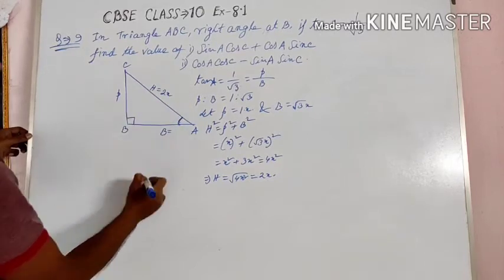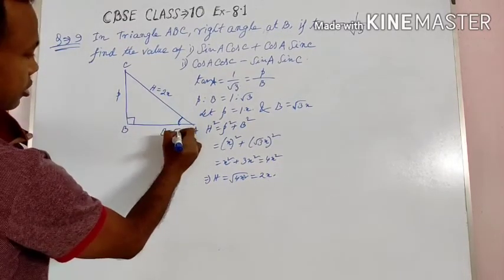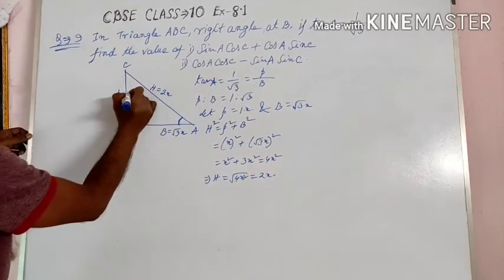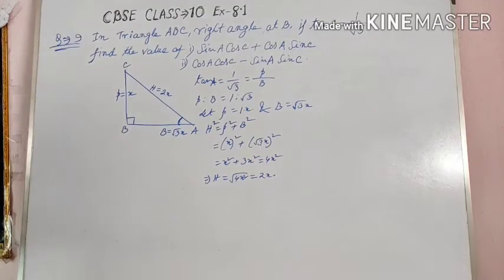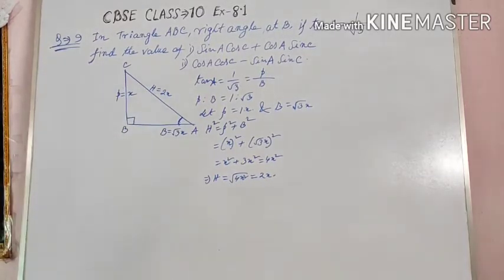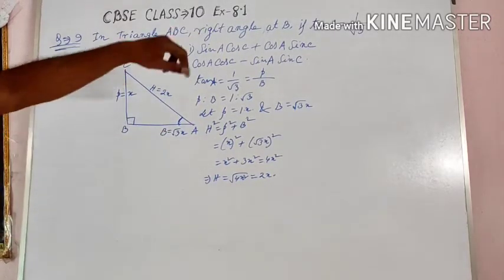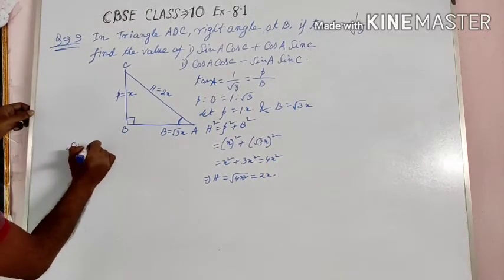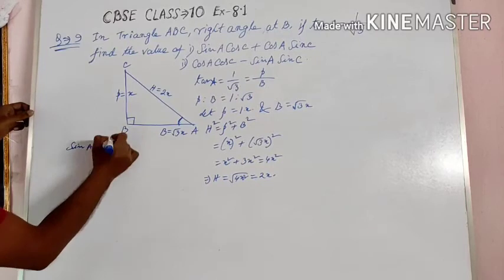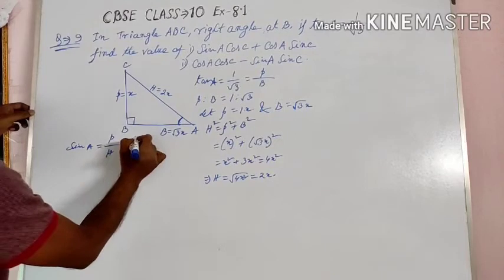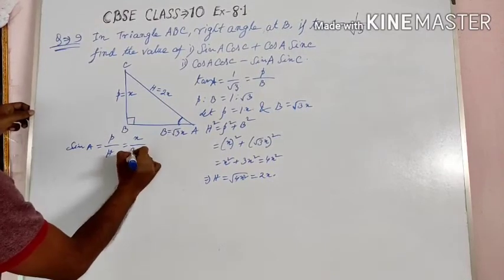This is your hypotenuse equal to 2x. This is your base equal to root 3x. This is your perpendicular equal to x unit. It may be centimeter, meter, anything else. X unit, 2x unit and root 3x unit. Now we will find out sin A. Sin A is equal to perpendicular by hypotenuse. The value of perpendicular is x, the value of hypotenuse is 2x.